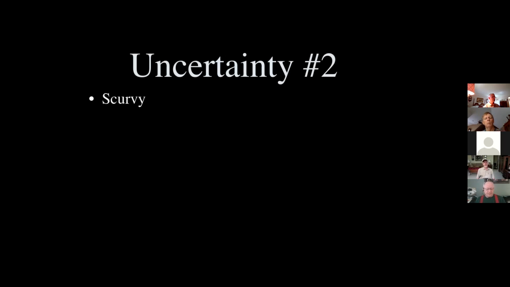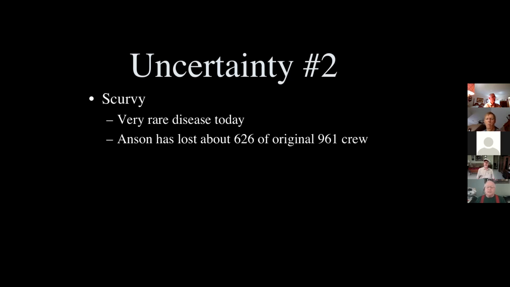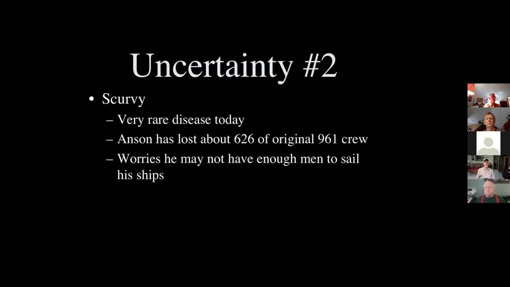Well, that's the problem. And their uncertainty number two was the fact that they were plagued with a horrendous outbreak of scurvy. It is a very rare disease today, but it was unknown then as far as what to do about it. Anson had lost 626 of his original 961 crew, and he was very worried that he would not have enough men to sail his ships for the remainder of the time that they'd be in the Pacific.